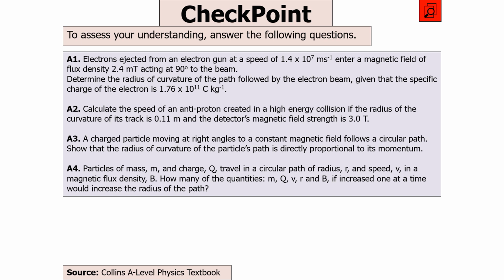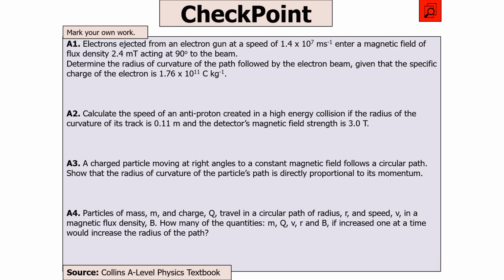Then a charged particle moving at right angles to a constant magnetic field follows a circular path, so that the radius of curvature of the particle's path is directly proportional to its momentum. Then particles of mass m and charge q travel in a circular path of radius r and speed v in a magnetic flux density b. How many of these quantities m, q, v, r and b, if increased one at a time, would increase the radius of the path? So pause the video now, then unpause the video when you want to go through your answer.